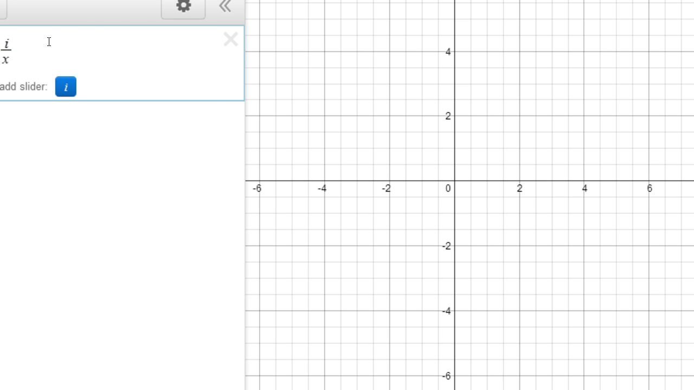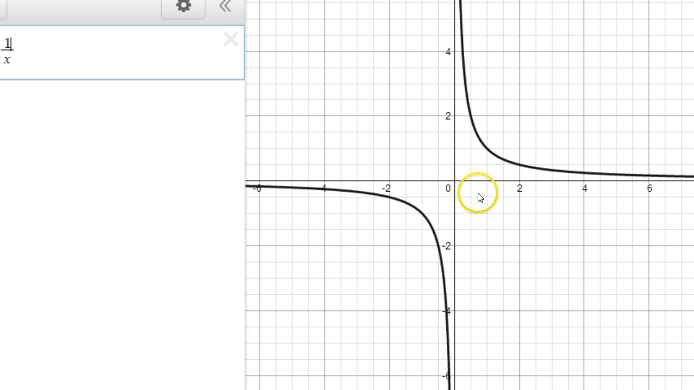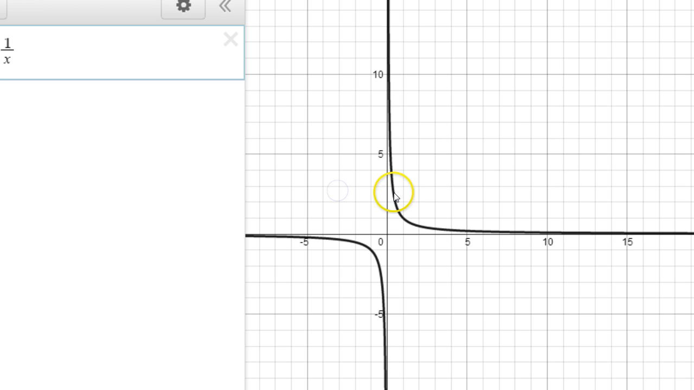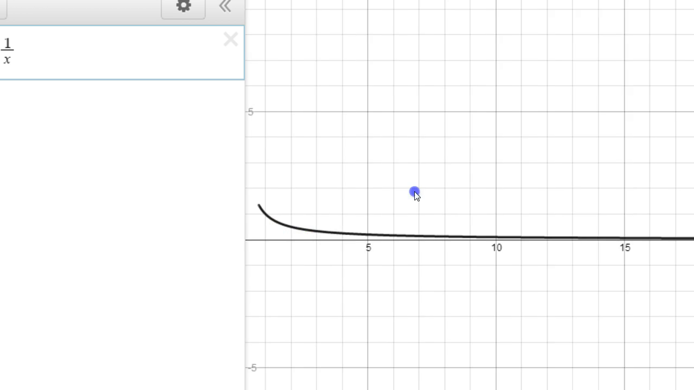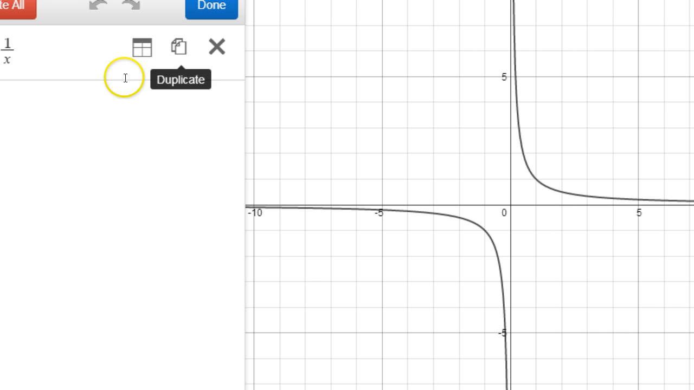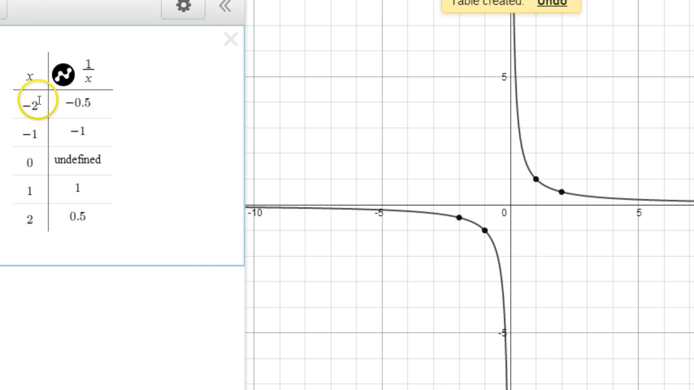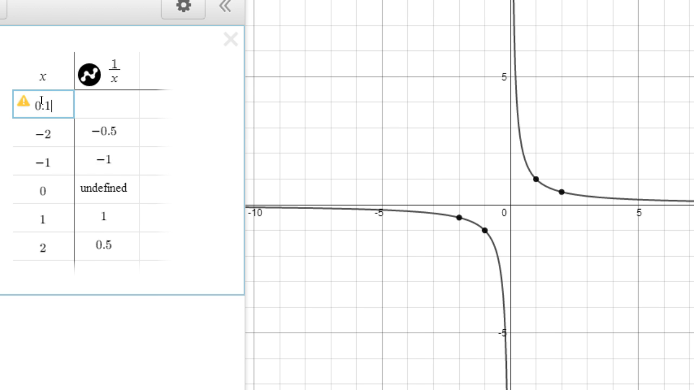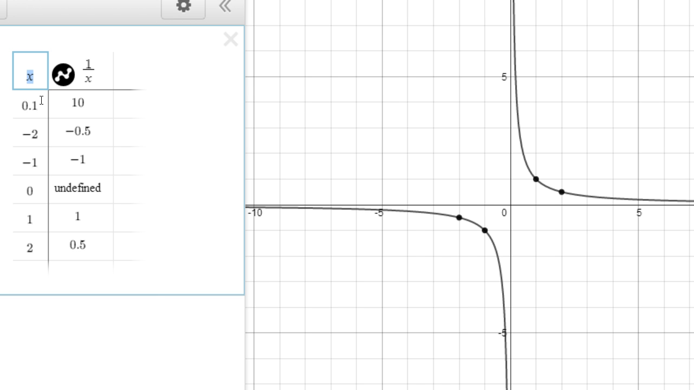Oh my gosh, no, I didn't do that. I thought I did 1. Okay, so here it is. As x approaches 0, if I zoom out and look at it, it's getting a lot bigger, but I can't really see it exactly. So I'm going to look at the table, which is very helpful. I'll press enter and go 0.1. That's 10, so that helps.